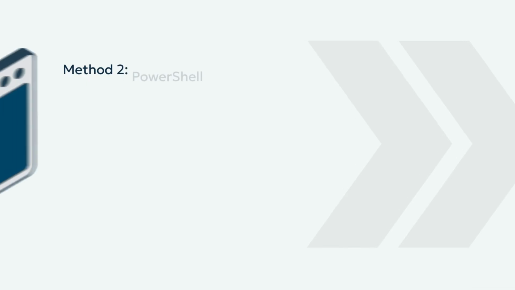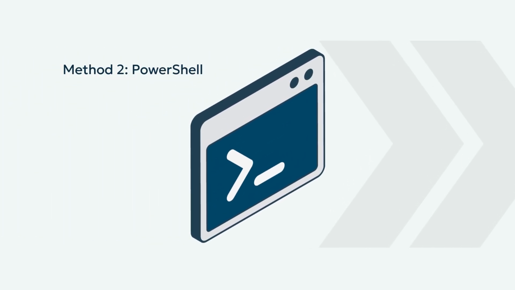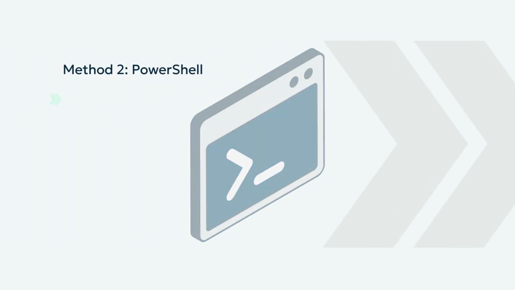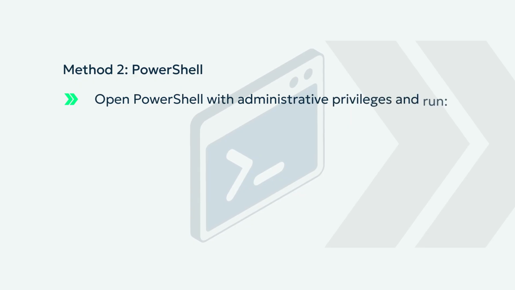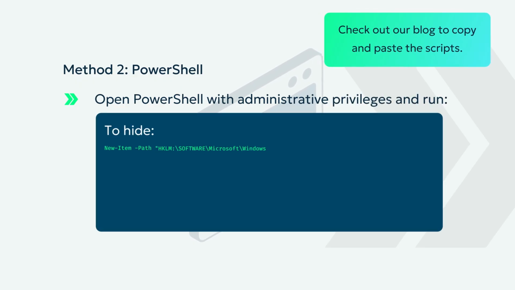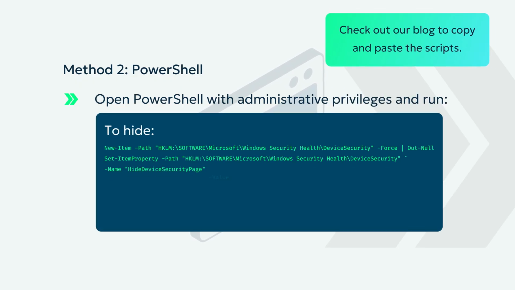The second method is through PowerShell for admins who wish to deploy changes automatically. Open PowerShell with administrative privileges and run this to hide the page, and this to show it.